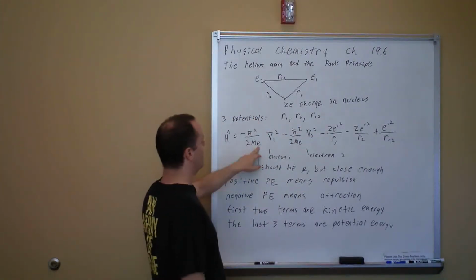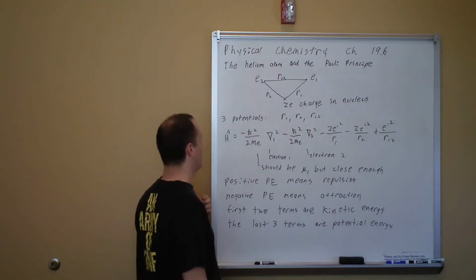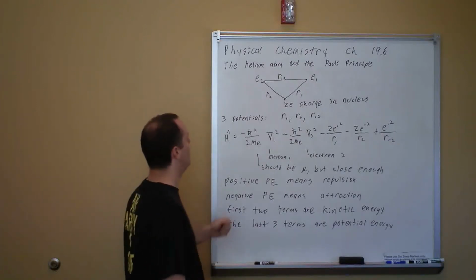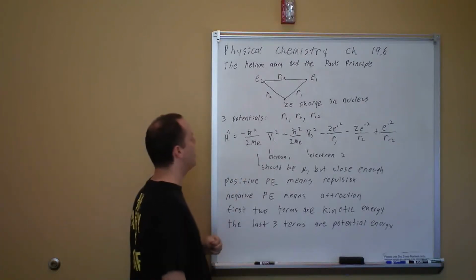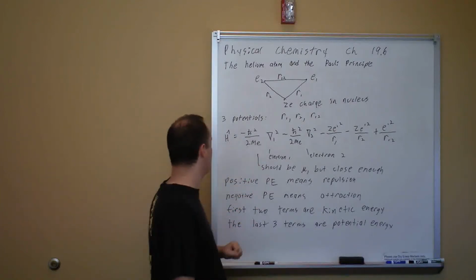Now we use the mass of an electron. Technically it should be mu, the reduced mass. But remember, we showed that the reduced mass of an electron and just the actual mass of an electron is almost the same at 3 significant digits. So this is close enough.